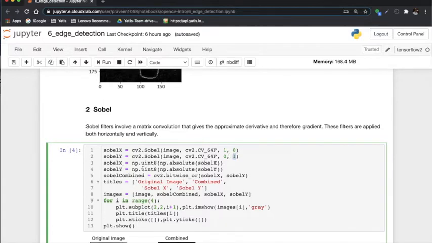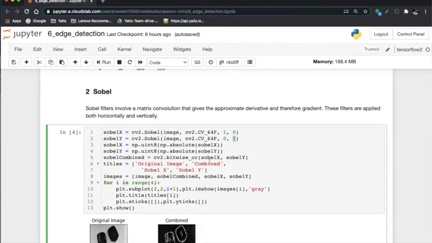In the end, we again do the same thing. We convert it back to an 8-bit integer when we need to visualize it. And then we need to combine the outputs of the X and Y Sobel transformation using a bitwise OR. So this does a bitwise OR at every pixel point. And in the end, what we've done is we've just put all of it together: the original image, the combined image, Sobel X and Sobel Y.